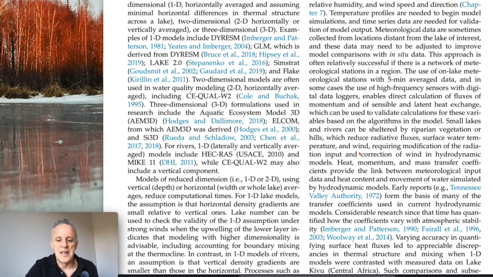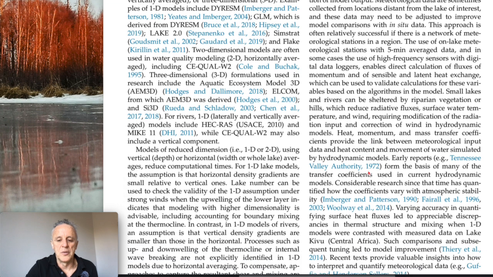Small lakes and rivers can be sheltered by riparian vegetation or hills, which reduce radiative fluxes, surface water temperature, and winds, requiring modification of the radiation input and correction of wind in hydrodynamic models.